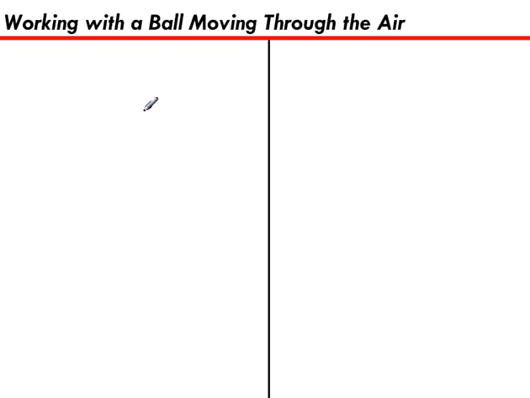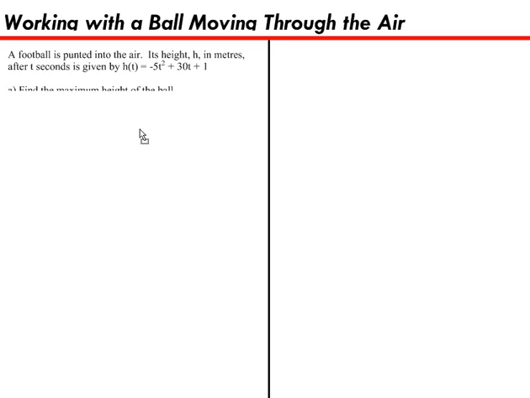So let's take a look at an example problem. A football is punted into the air. Its height, h, in meters, after t seconds is given by h of t is equal to negative 5t squared plus 30t plus 1. And in A, we're asked to find the maximum height of the football. And then in part B, when does the football reach its maximum height?